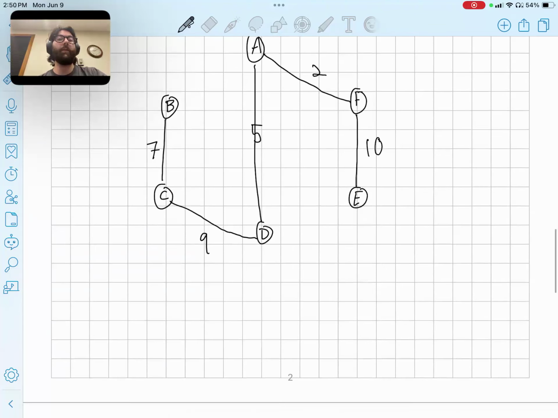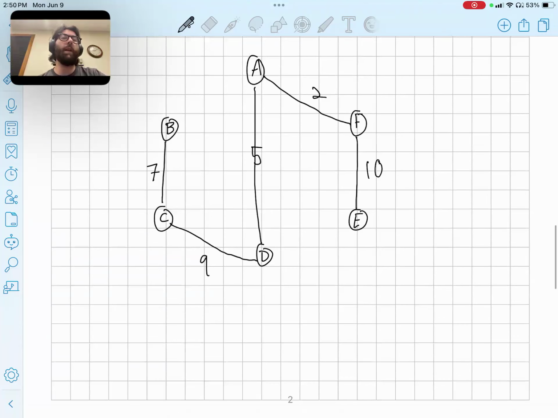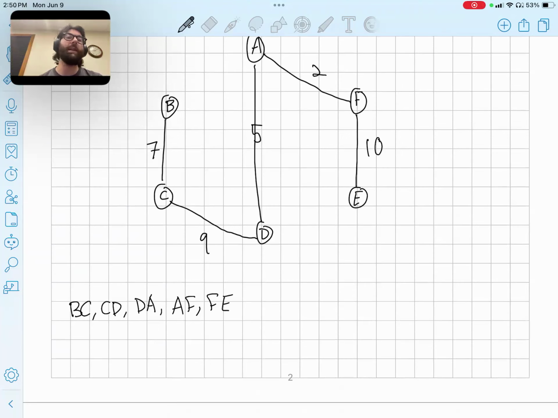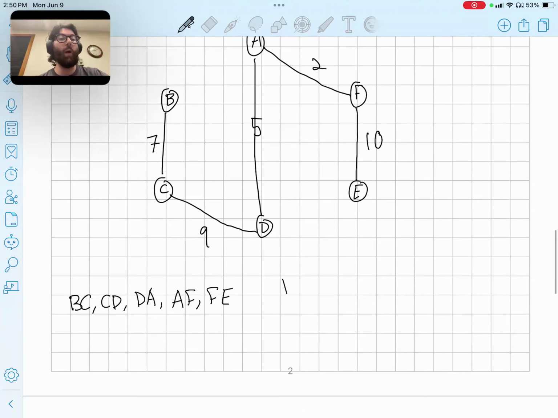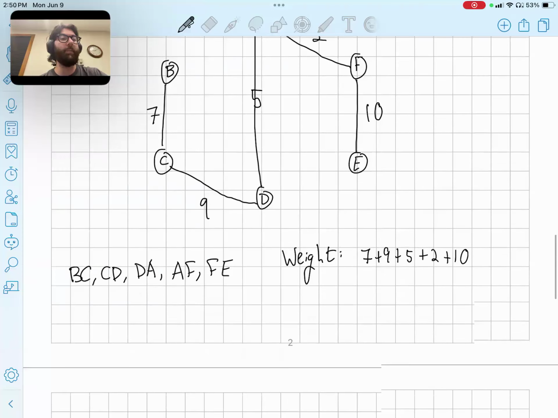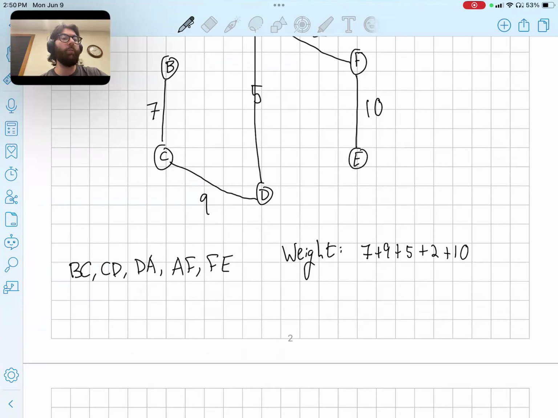Okay. And so my circuit, if I say I want to start it at B, then it would be BC, CD, DA, AF, FE. Or I could have it go the other way, start at E and go to B, doesn't matter. But my weight is the most important thing. So that's going to be 7 plus 9 plus 5 plus 2 plus 10. So that's going to be 16, 21, 23. So that'll be 33. So the weight is 33.